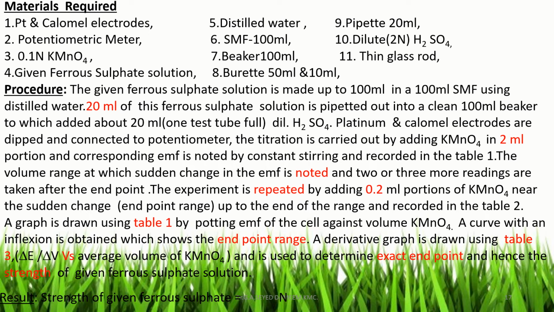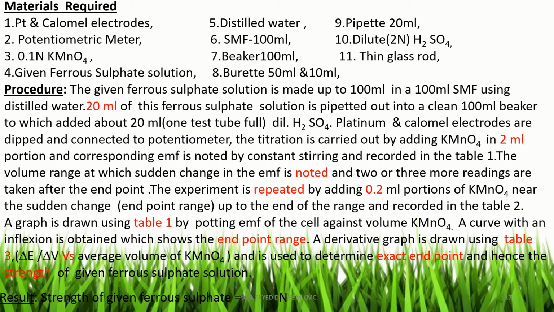And from the burette, 2 ml portions of KIO4 are added, and the EMF readings are taken. On adding 2 ml portions of KIO4, at one point there is a sudden increase in the EMF, and afterwards 2 or 3 readings are taken. The volume corresponding to the sudden change in EMF is called the endpoint range. The EMF values are recorded in table 1.